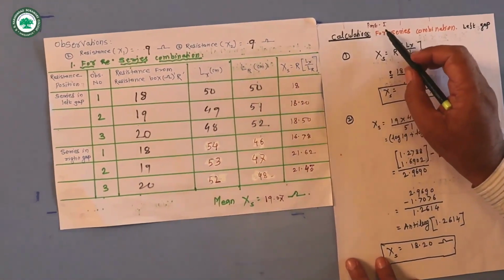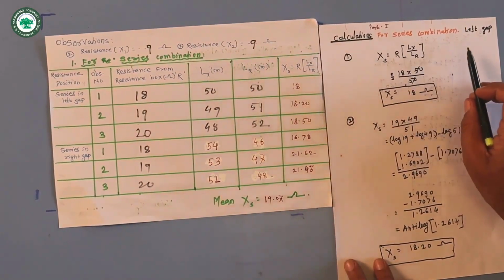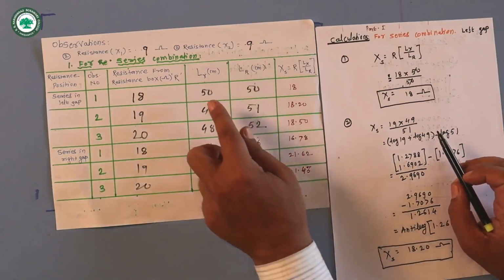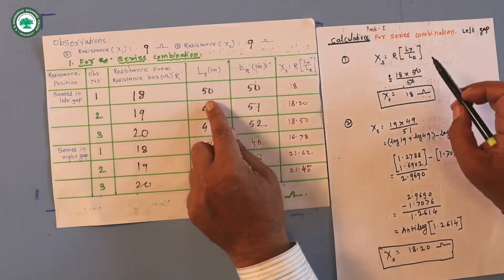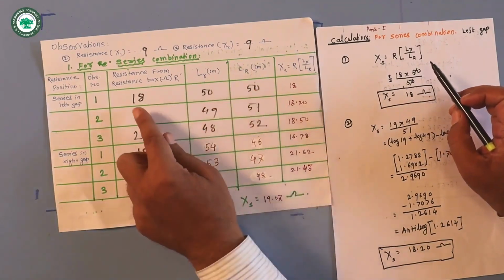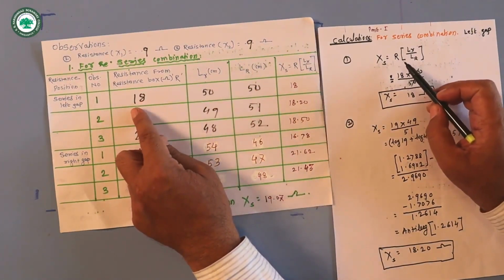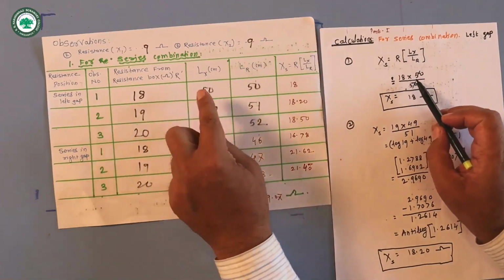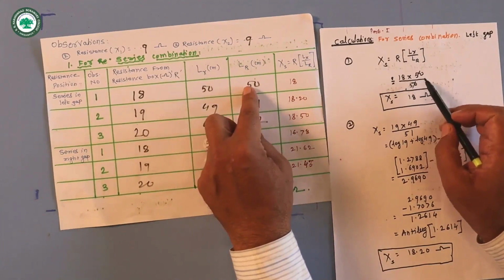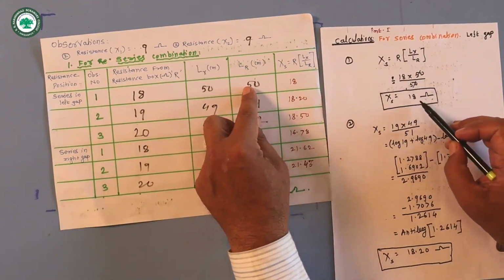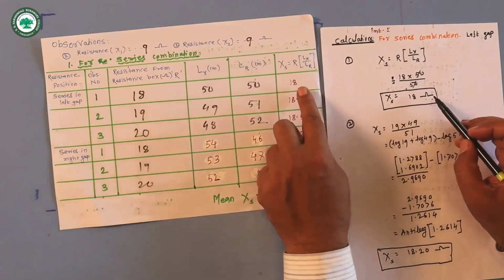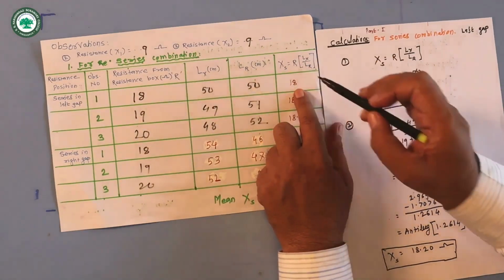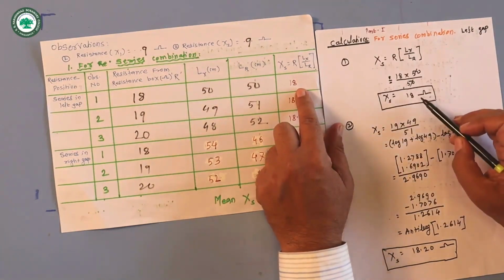Now here, part first, for series combination. That combination is in the left gap. See here the values of LX and LR, and the value of R is 18. Now put these values in this formula, that is 18 into 50 divided by 50, this 50 gets cancelled, and the answer will be 18 ohm. So the value of resistance of that series combination is 18 ohm.